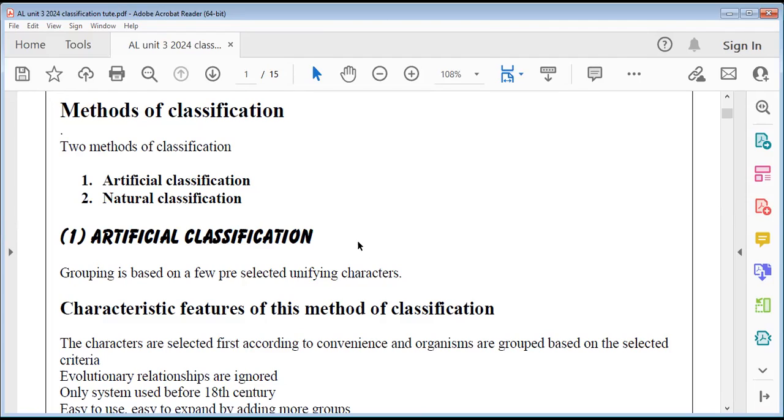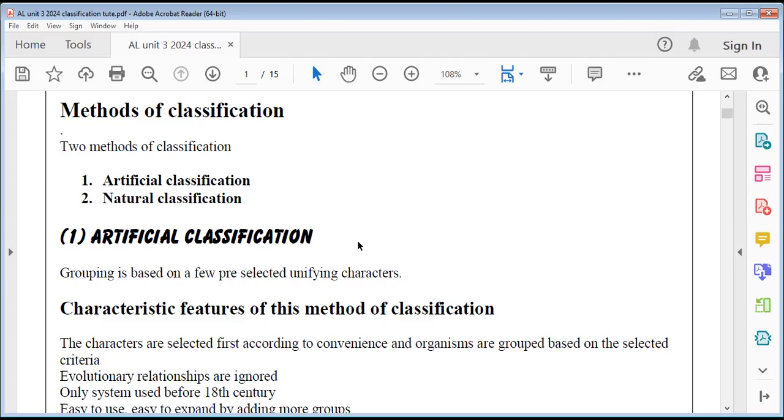Nature doesn't have any classification. Nature has only organisms. Artificial classification is done by humans. Natural classification is also done by humans. It is humans who categorized their classification in certain places as artificial classification and in certain places as natural classification. Actually, the basic difference between artificial classification and natural classification.